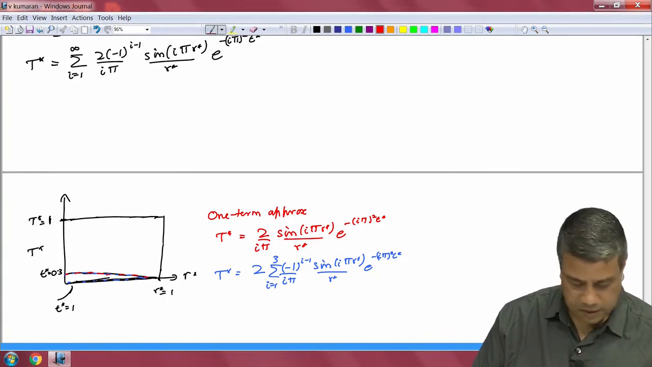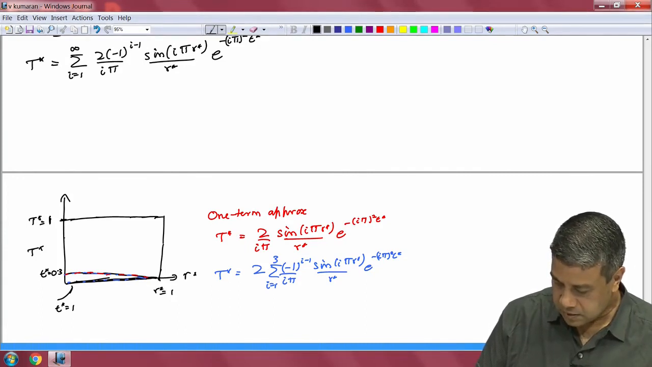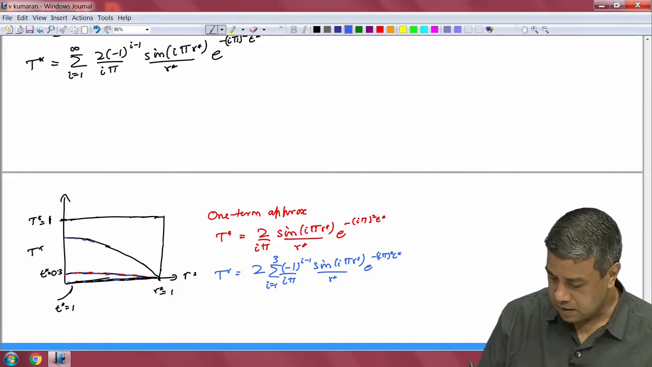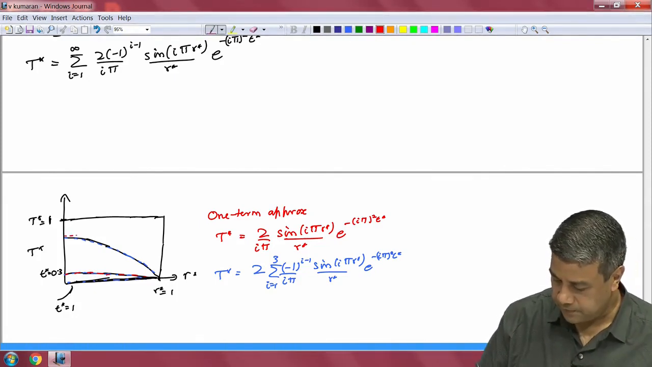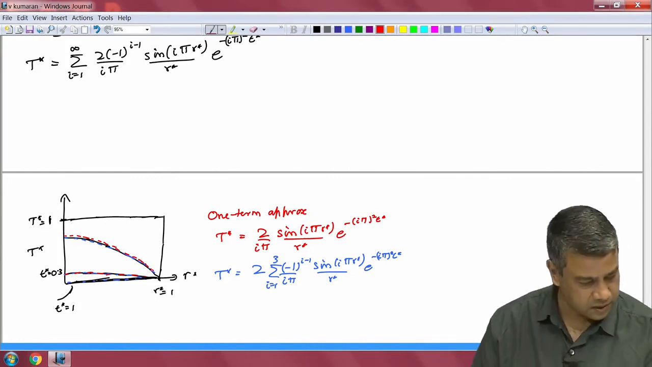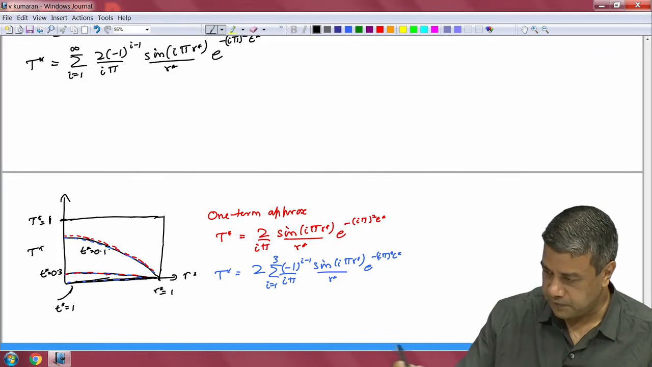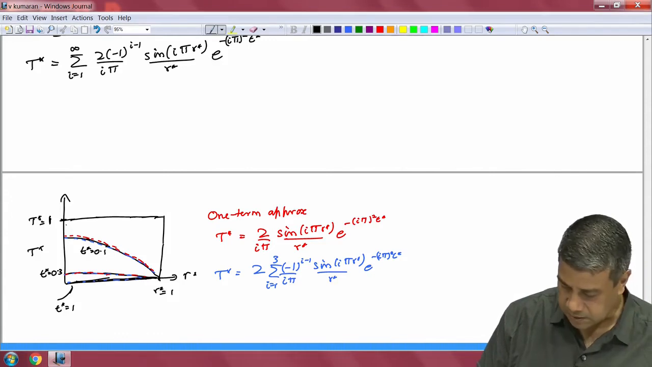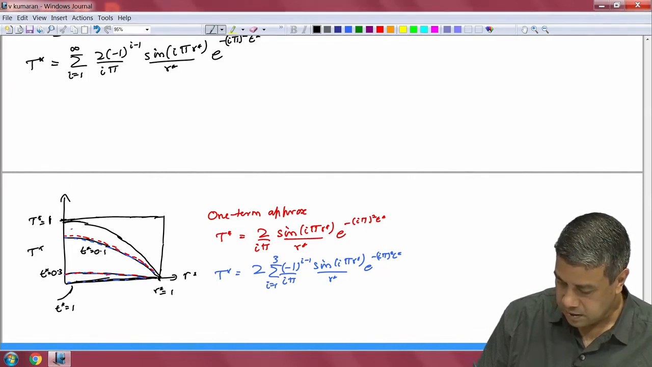For t star equal to 0.1, the exact solution looks something like this. The three term approximation gets it correct. The one term approximation is slightly higher. By the time t star becomes equal to 0.03, the temperature is pretty close to the initial temperature.